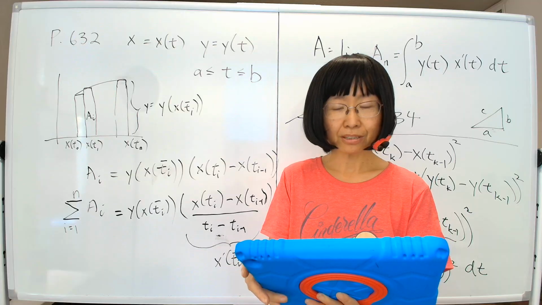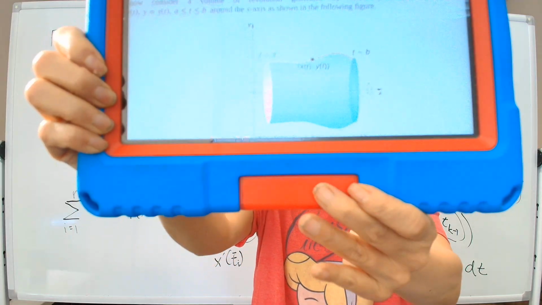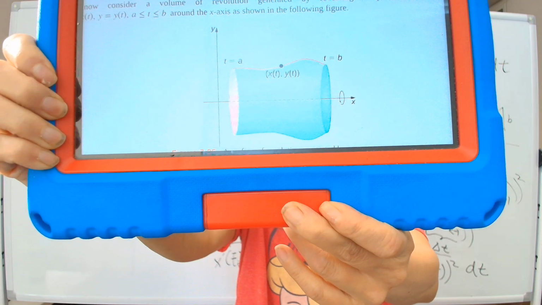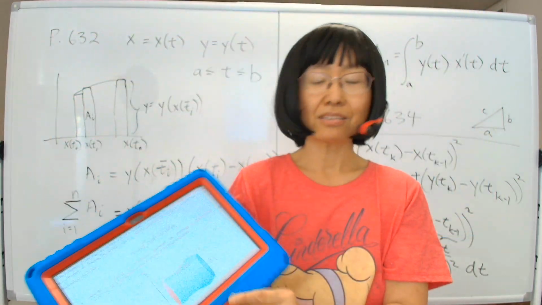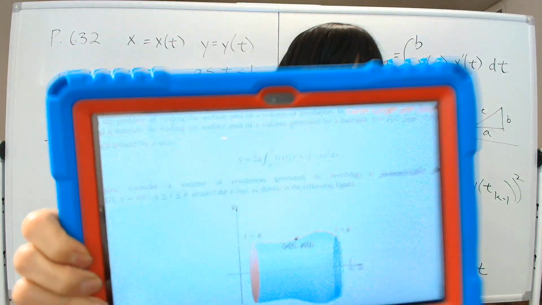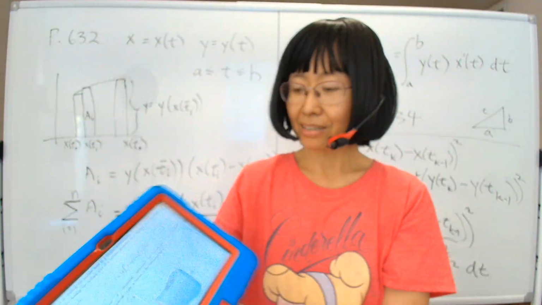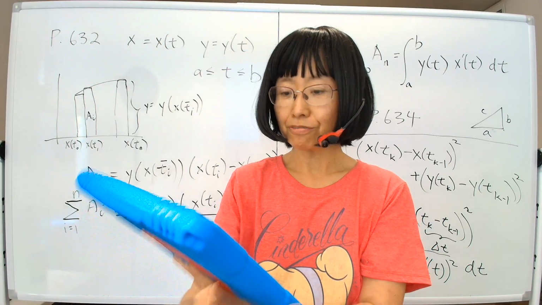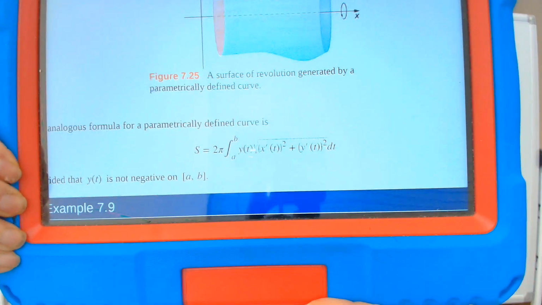for the parametric curve. That is, if you spin some curve around some axis, in this case the x-axis, then you can calculate the surface area. Here's the original formula for when we're not parametric, right? And then you look down a little bit. The new formula is not that different. You just need a t in there.